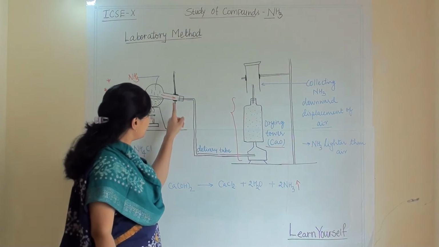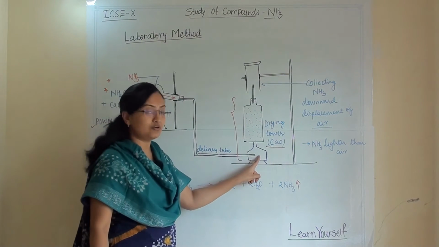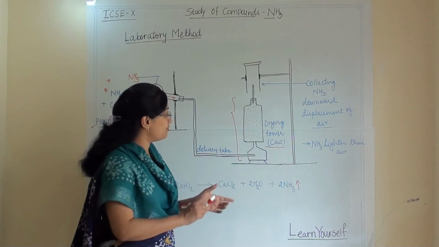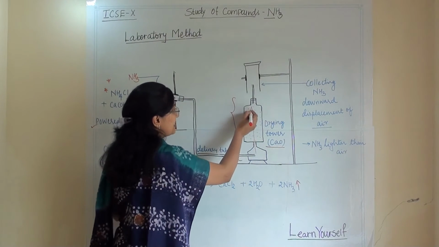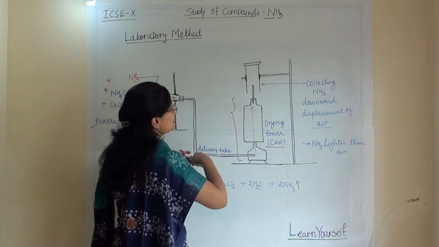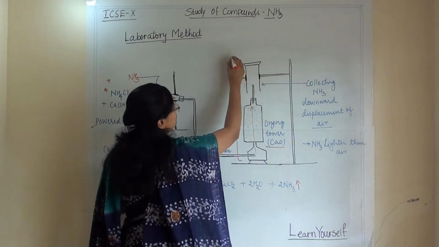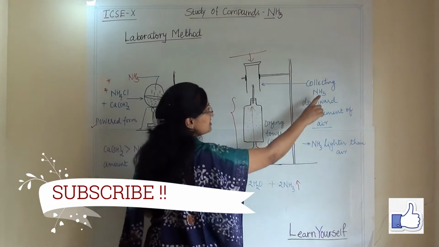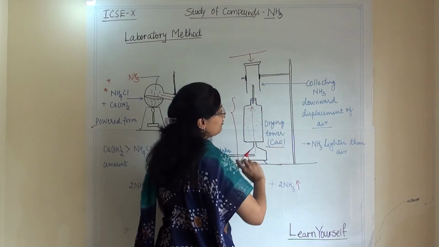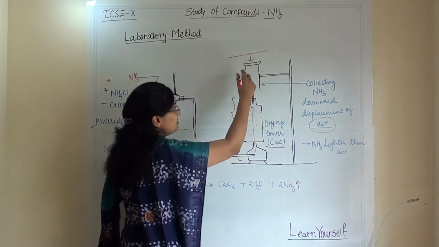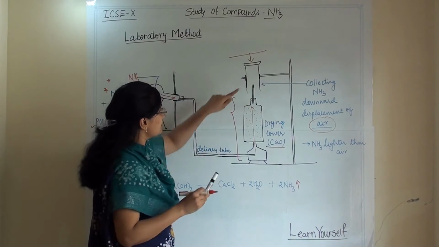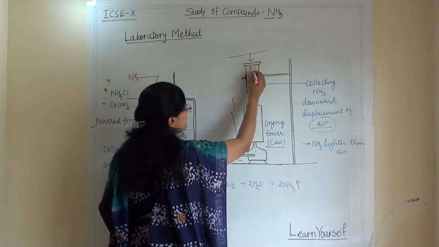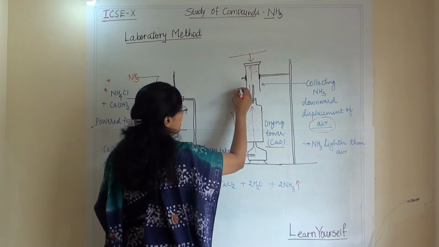So whatever ammonia we are getting from here, it also consists of some moisture. So that ammonia should pass through this drying tower, and we are collecting it into this. This is our gas jar, and we are collecting it via downward displacement of air. This is a gas jar, and whatever gas will come will go directly over here. It will be filled here, and the air will come out.